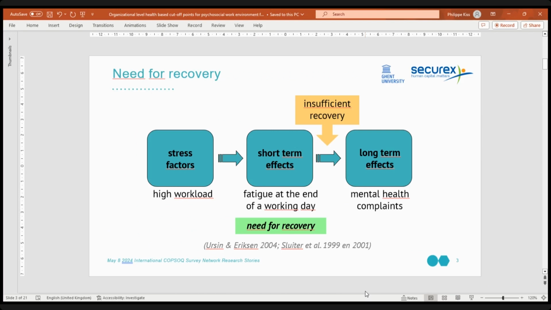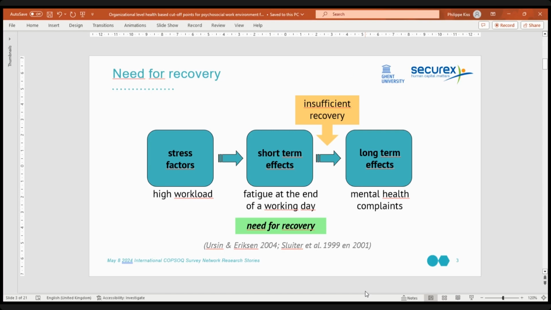The problem occurs when in between two working periods there is insufficient time to recover from that fatigue, and this will accumulate and eventually lead to long-term effects, expressed as mental health complaints, psychosocial complaints, burnout, and eventually sickness absence. There are two criteria for developing those long-term effects. First of all, that fatigue has to have a high level. You have to have a high need for recovery, and it must persist for a prolonged time. We have no view on the time, but we have a view on the level of fatigue at the end of a working day.